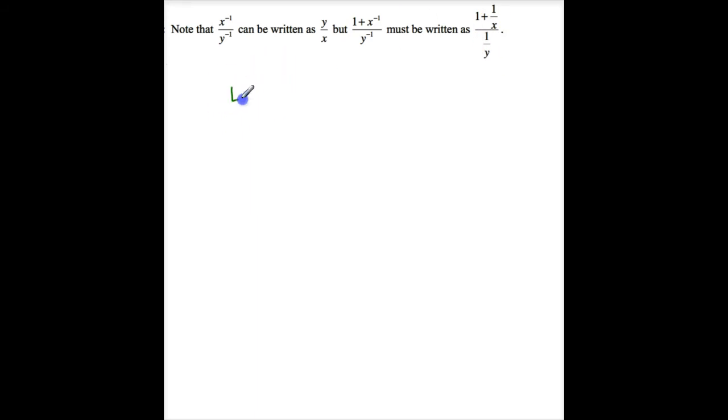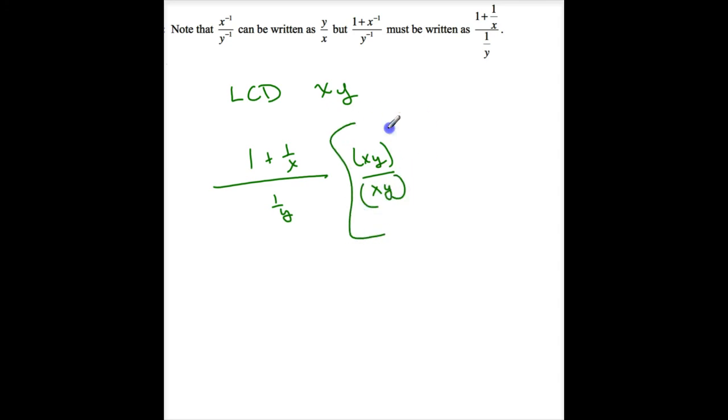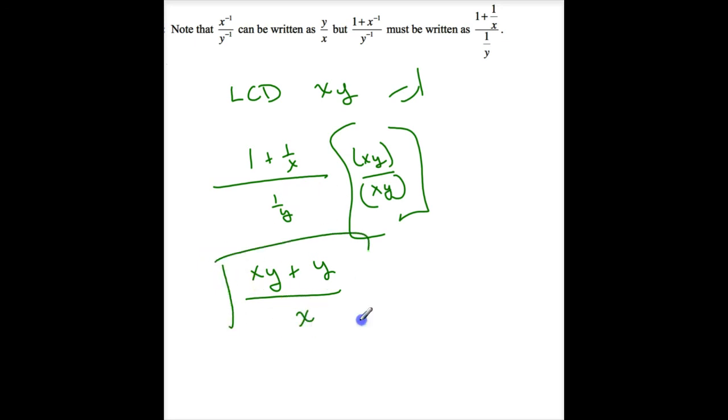Now the method we're going to use here is finding the least common denominator. What's the least common denominator of these fractions? It's xy. So if I multiply 1 plus 1 over x divided by 1 over y times 1, which is xy divided by xy, this is my factor of 1, what am I going to get? Well, this first term becomes xy. What does my second term become? It becomes y. And this term right here just becomes x. And so this is my answer.